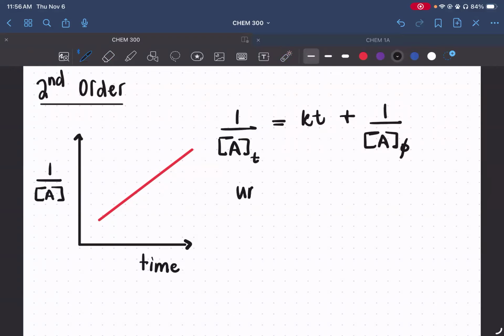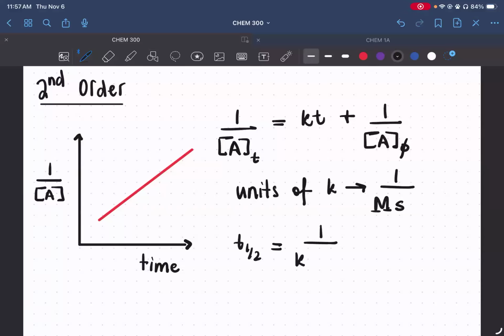In the case of second order, the units of k, the units of the rate constant, is 1 over molarity second. And the half-life is 1 over k A naught.